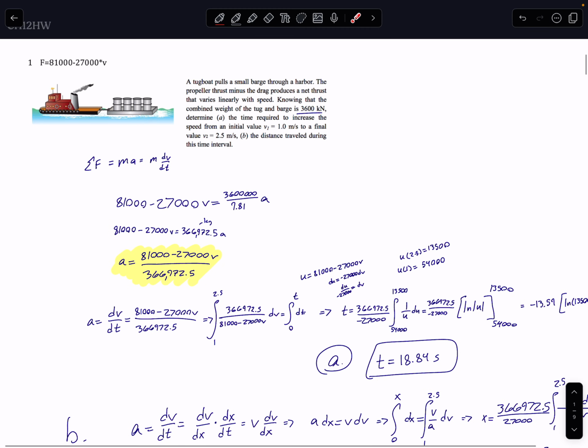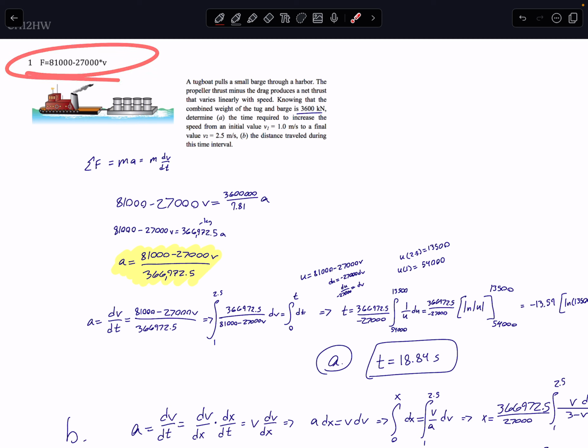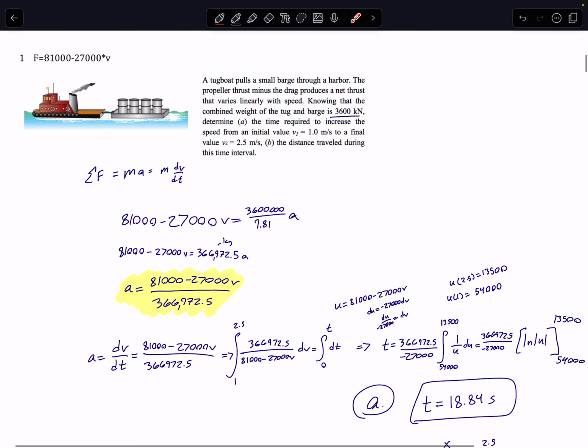So, first problem we have is a tugboat pulling a small barge through a harbor. Propeller thrust minus the drag produces a net thrust. We are given that it is linear with speed, so the force is equal to 81,000 minus 27,000 V. And then, knowing that the combined weight of the tug and barge is 3,600 kilonewtons, so 3.6 million newtons.